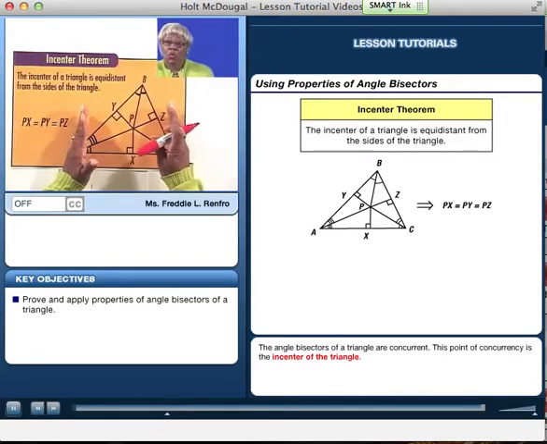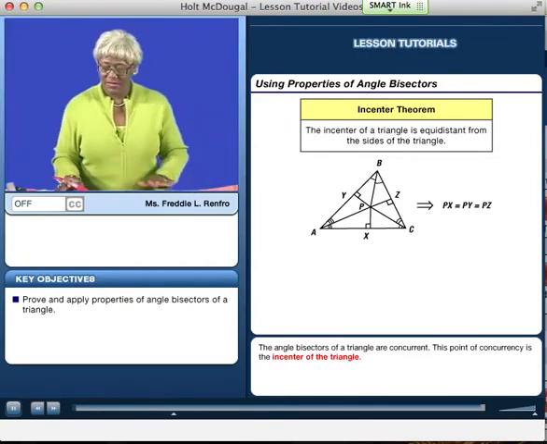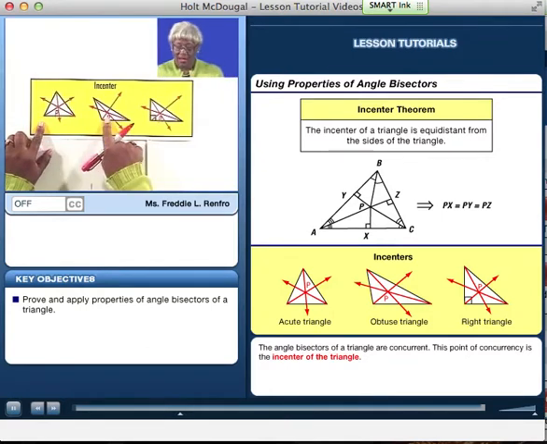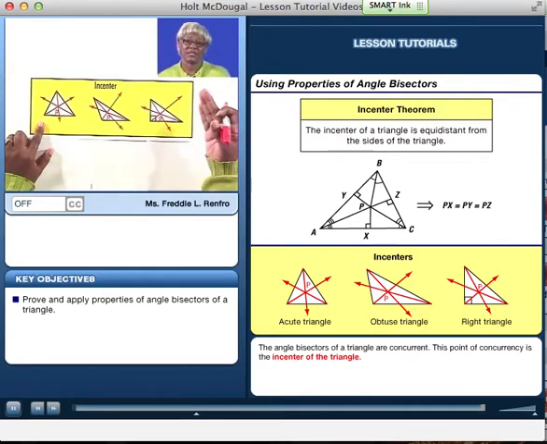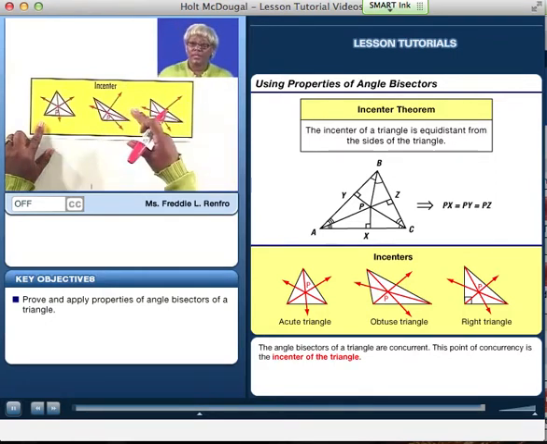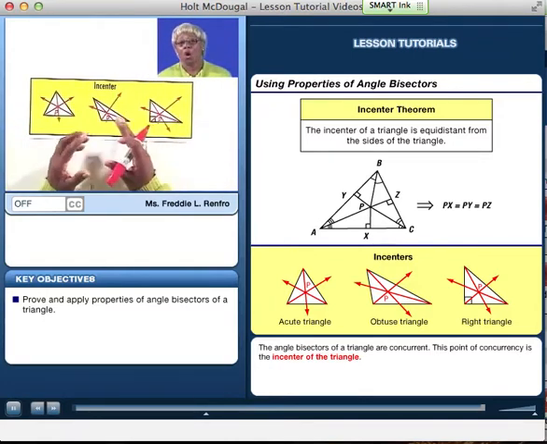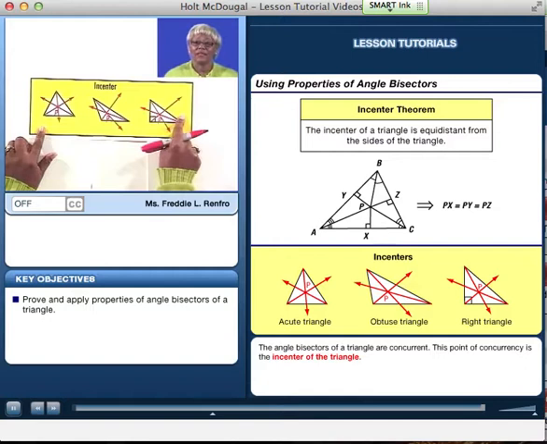Now, will they always meet inside the triangle? Yes. Let's look at these different triangles. Bisecting all three angles, point P is inside. Obtuse triangle. Bisect all three angles, again, the incenter, meeting inside. Right triangle, the point P, which is the incenter, meets inside. Whereas sometimes with the circumcenter, based on the triangle, that point of concurrency can meet outside. But in the incenter, all three angle bisectors meet inside. They intersect inside the triangle.